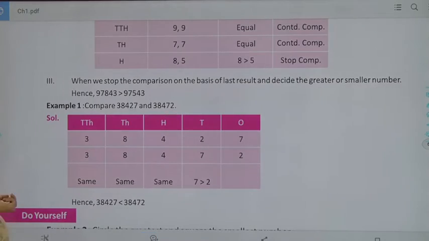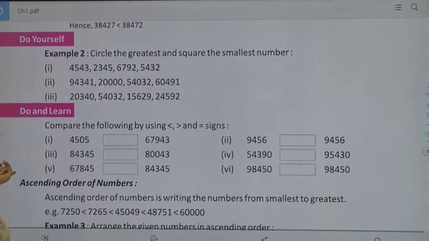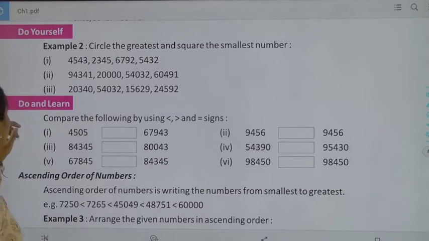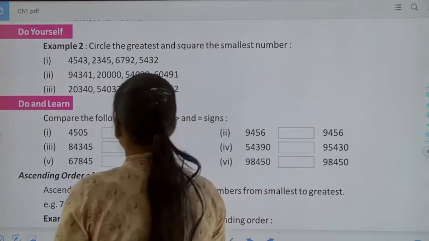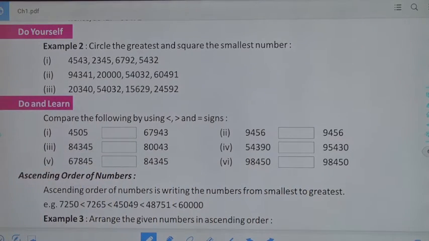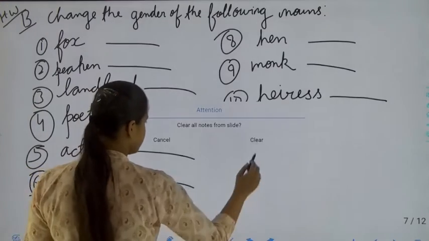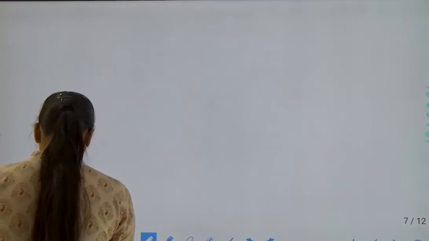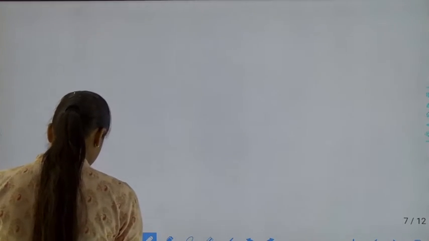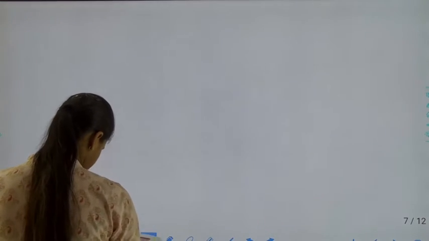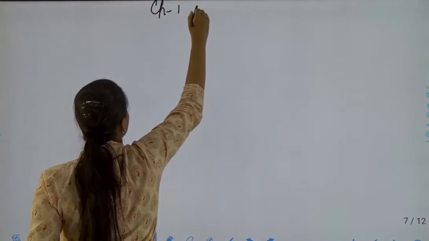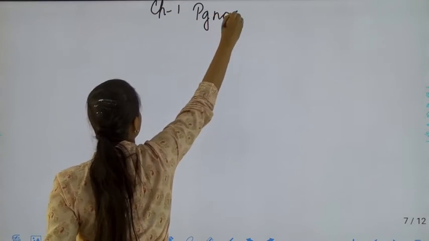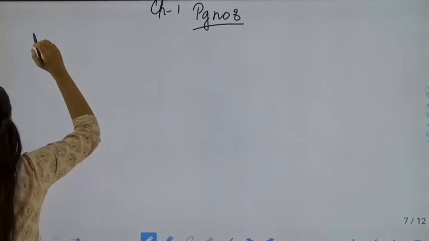Now move to the next, that is again we have to circle the greatest and the smallest number. What do we have to do? Basically we have to check which one is the greatest and which one is the smallest. Let's start. Again you have to write chapter 1, page number 8, that is do yourself.